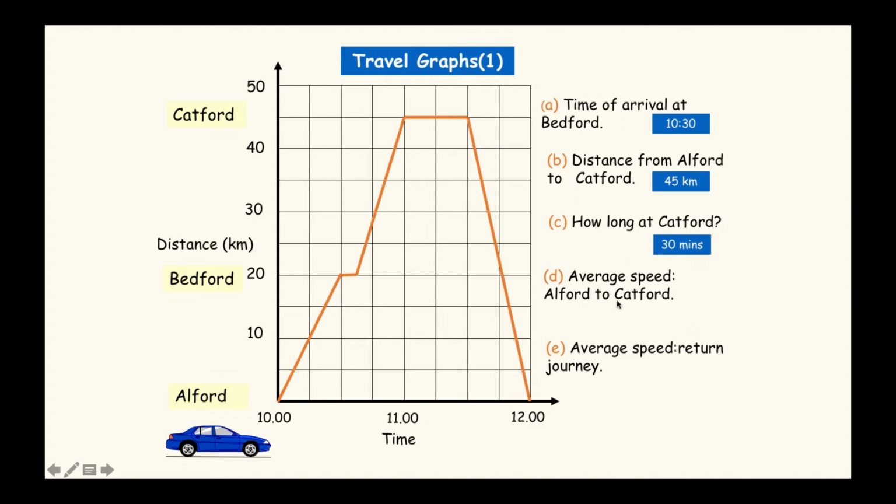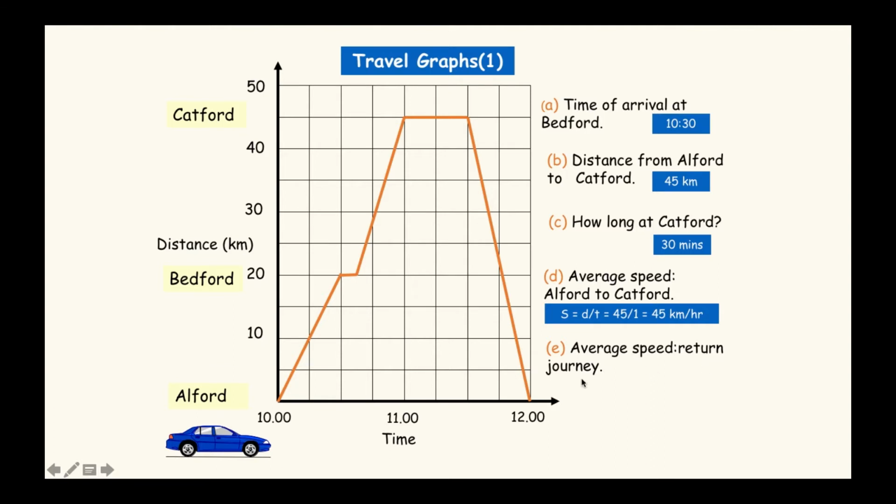The average speed from Alford to Catford. From Alford to Catford, we know that they travelled 45 kilometres to get there. We also know that it took them an hour, because from 10 to 11, that is when they arrived in Catford. To work out an average speed, we need to do the distance divided by the time. They travelled 45 kilometres and they did it in an hour. Speed equals distance over time. So that's 45 kilometres divided by 1 hour. Your time must be in decimal format. 1 hour is a whole one, so we put a 1. So that's 45 kilometres per hour.